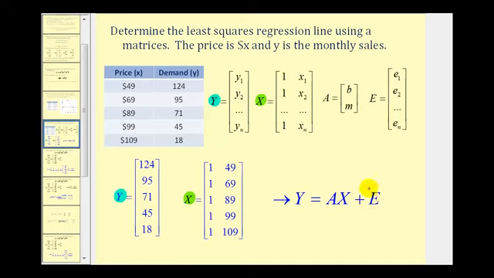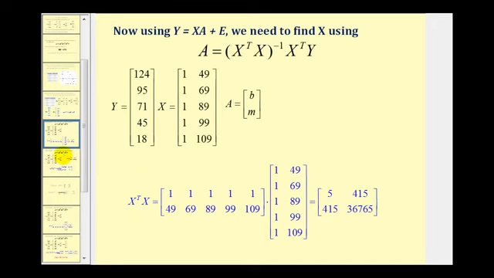We won't be able to find matrix E until after we solve for matrix A and then determine the errors using the regression line. So now we're going to find this product here, but we're going to do it in pieces. We're going to start by finding the product of the transpose of matrix X and matrix X.